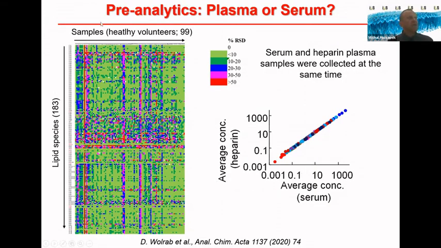There is quite often the question whether to use plasma or serum. We have compared for all these samples both sample types, and you see quite a perfect fit. But the only difference is that serum concentrations are about 20% higher, but the composition for all studied classes is more or less identical. So it does not matter what you use, but don't mix it.